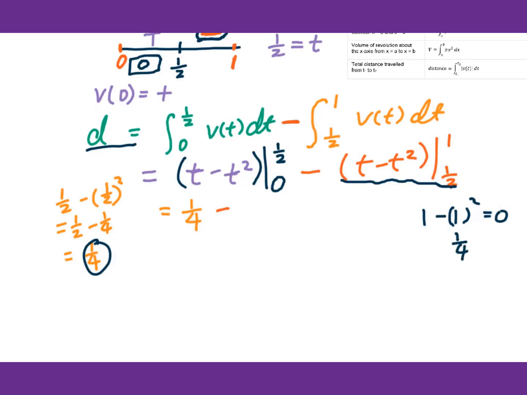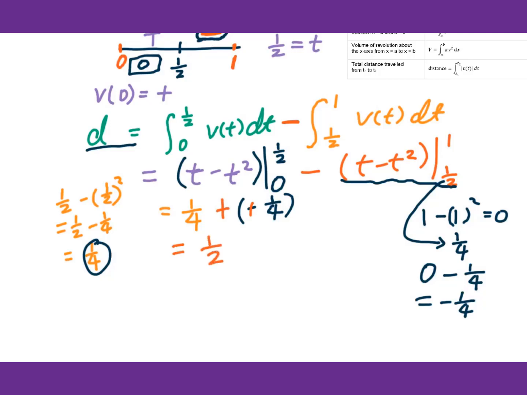For this 1/2. Therefore, you will get 0 minus 1/4 equals negative 1/4. So minus negative 1/4. Negative negative will be positive. That's why you will get 1/2. This will be the distance.